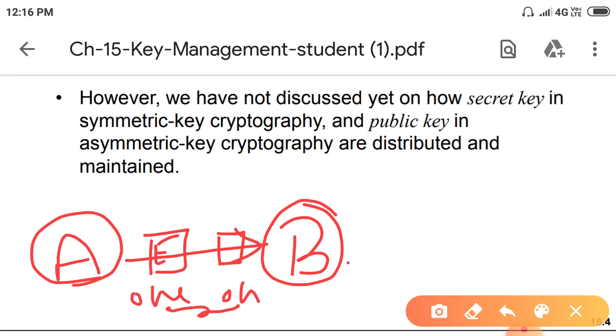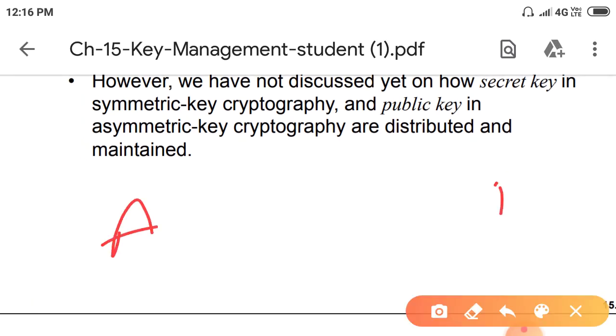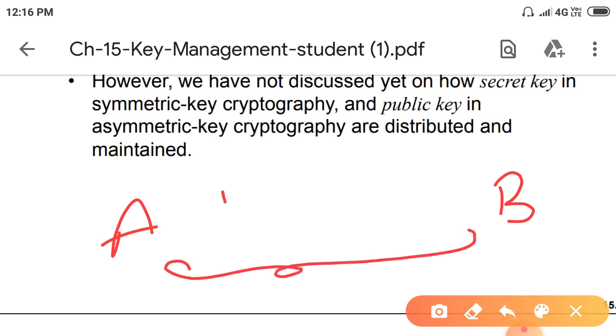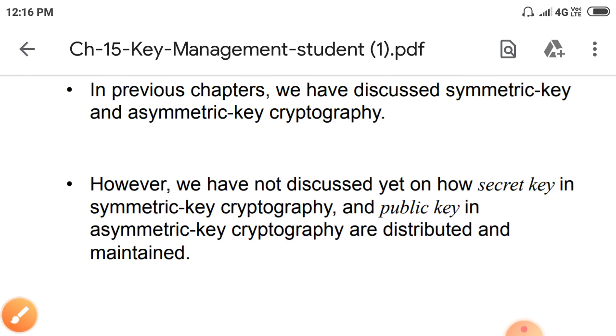In asymmetric cryptography, A and B are two parties. To make a transaction between A and B, we use two different keys. At the sender side is one key and at the receiver side is another key. So that is asymmetric key cryptography. In this session, we are going to discuss how, in symmetric cryptography, one key is shared among the two parties.